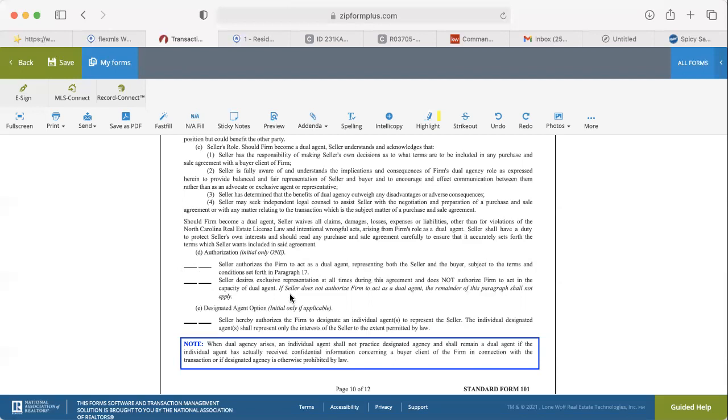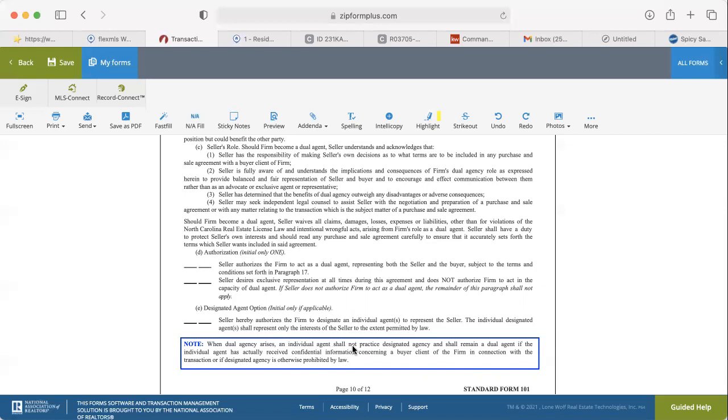Now, if they don't agree to dual agency, then that also means that another Keller Williams agent could not bring a buyer, and we have over 300. So do they want to limit themselves to only have agents from other firms bring buyers? Do they want to get rid of 300 plus other agents that might bring a buyer? Probably not. So you can offer them a designated agent option.